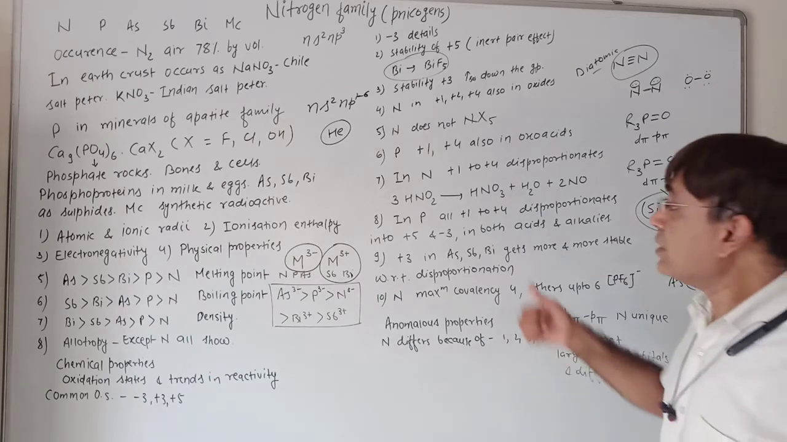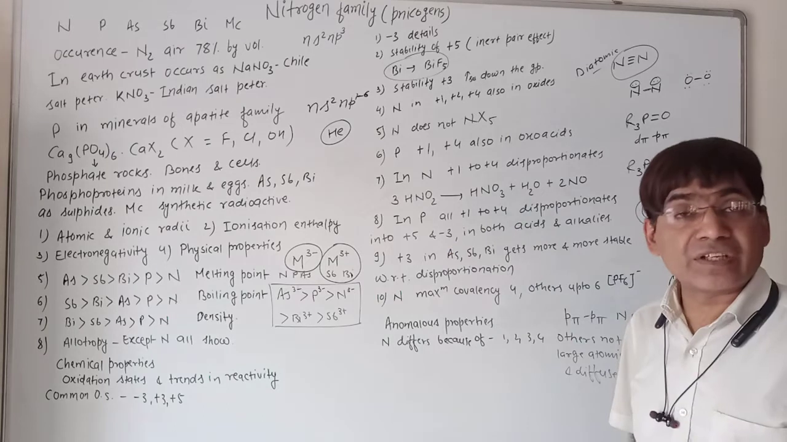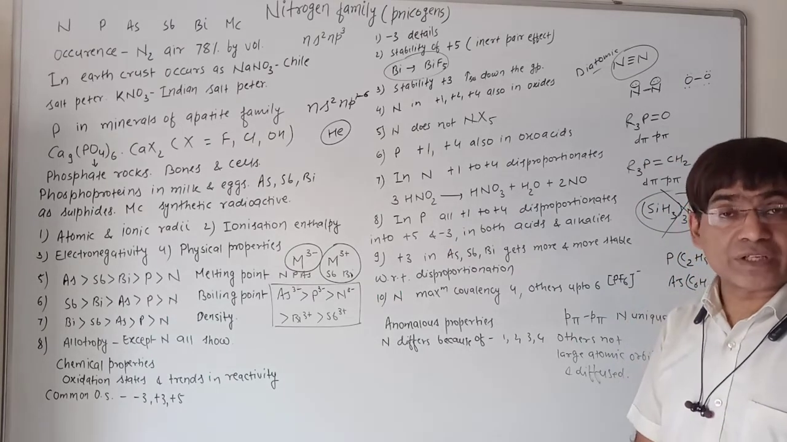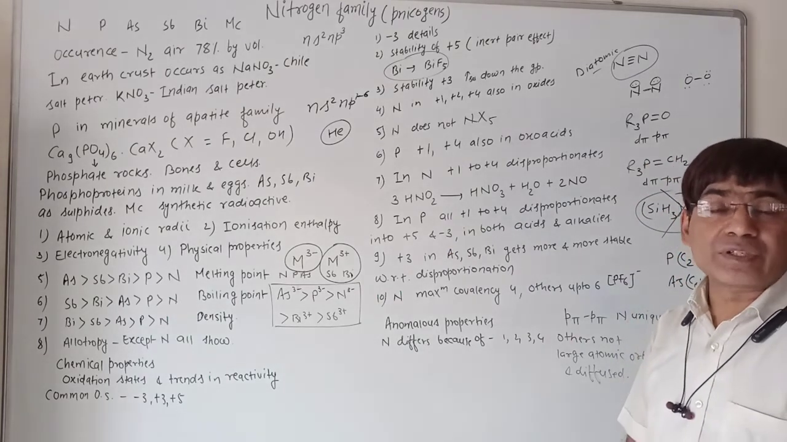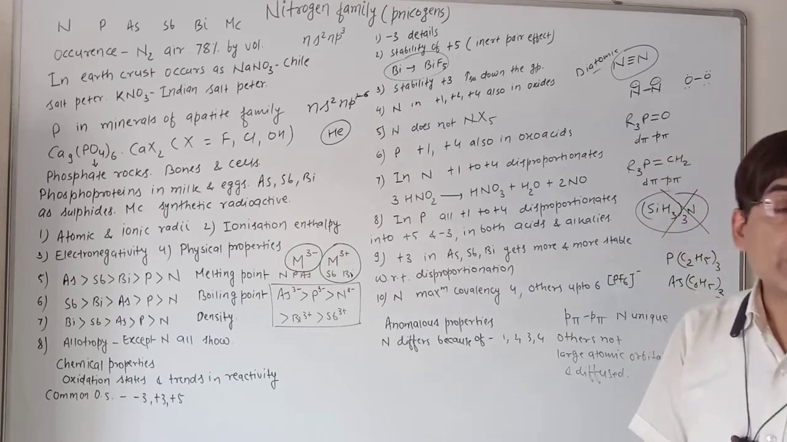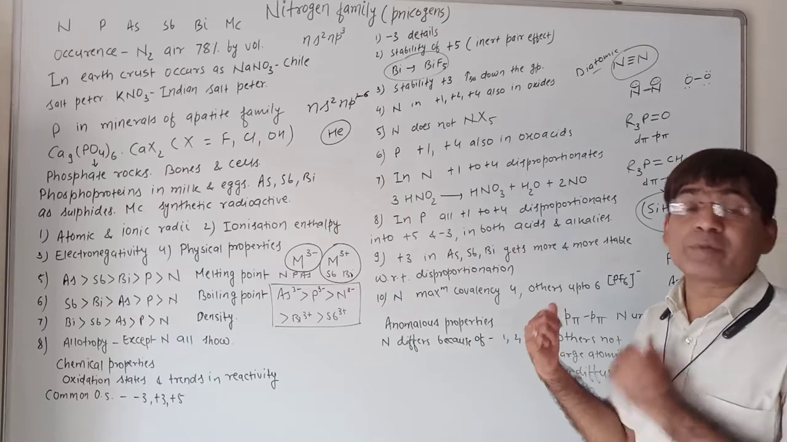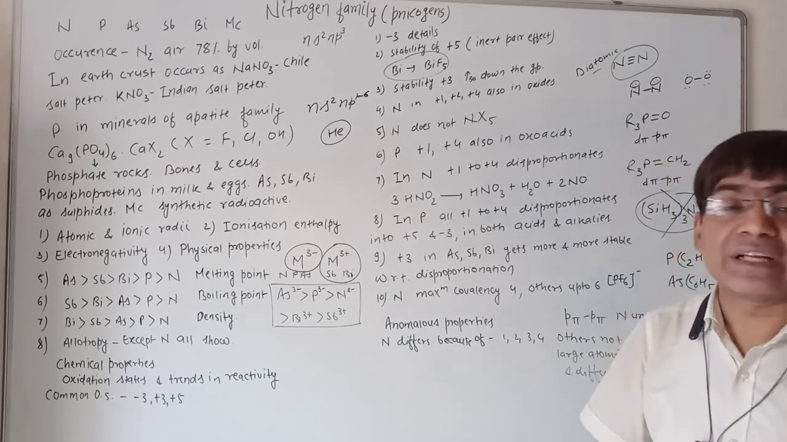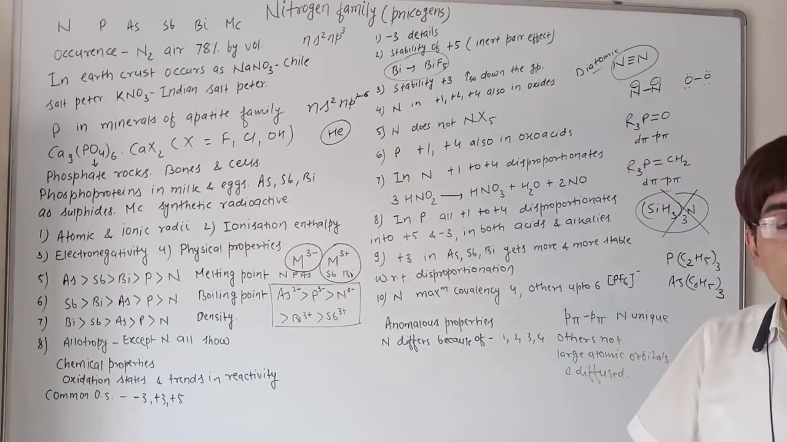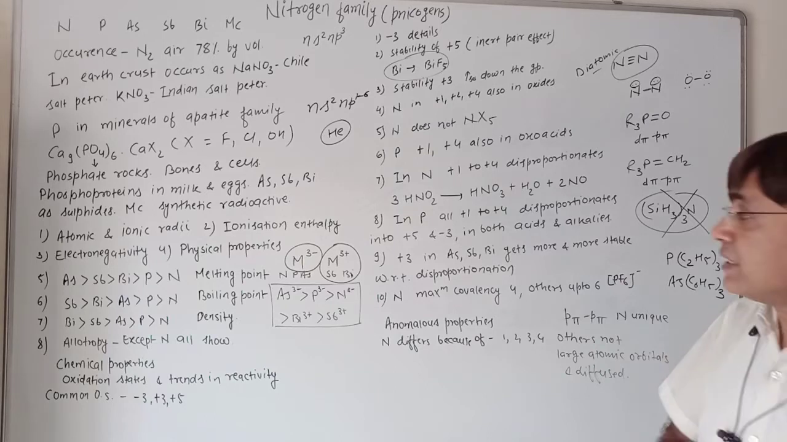So for the compounds of phosphorus in which its oxidation state is +1 to +4, all these compounds undergo disproportionation to enter into the +5 and -3 oxidation states. And these disproportionation reactions are observed both in acidic as well as in alkaline medium. Clear?